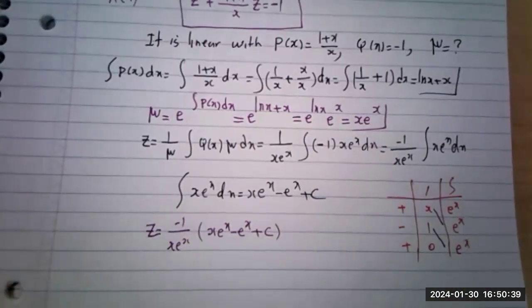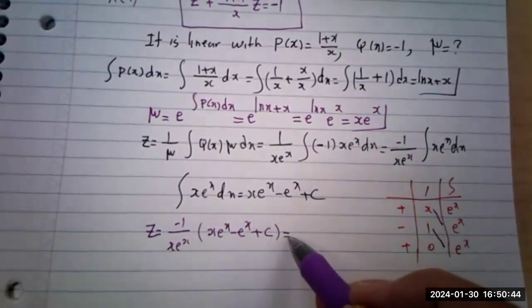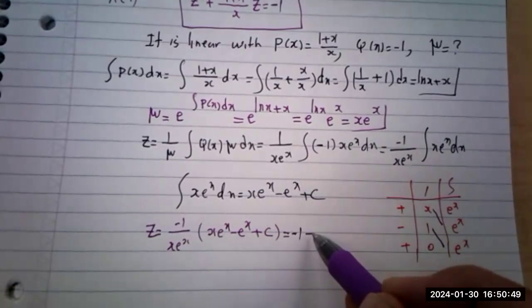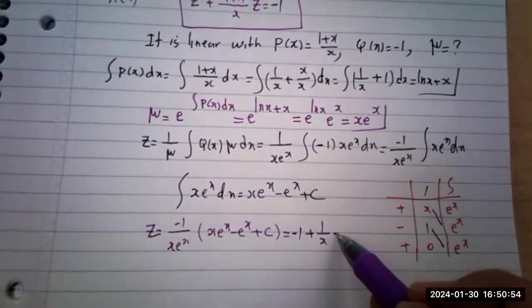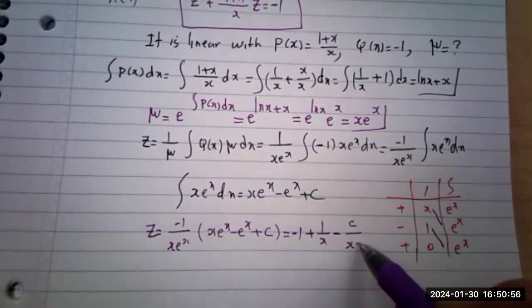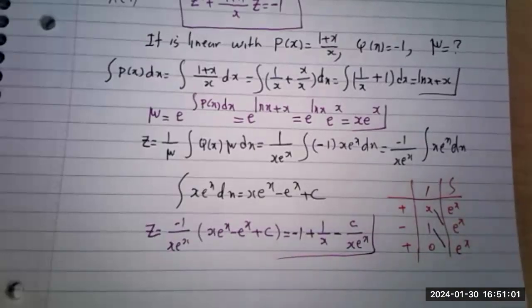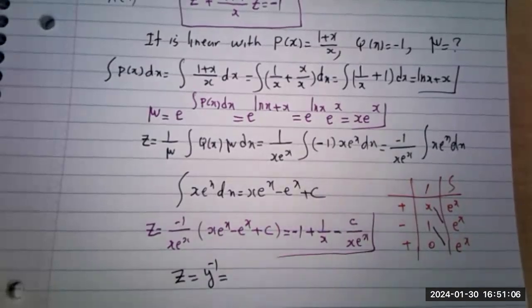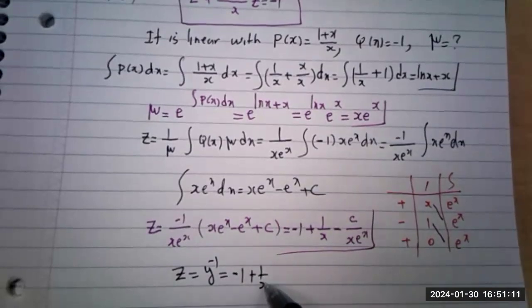Multiply inside, simplify it a little bit. If you multiply inside, these two will cancel out, so that gives you a -1. For the second one, e to the x would be canceled out, so that gives you plus 1 over x. And the last one is as is, c over x e to the x. So that would be c. And we claim that z is equal to y to the -1. So y to the -1 now is going to be -1 plus 1 over x, and c x e to the x.